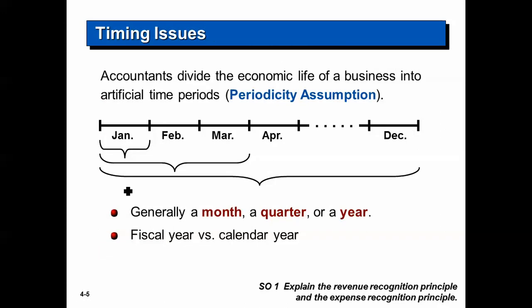The accountants divide the economic life of a business into different periods. It could be monthly, could be quarterly, but it has to be a year. Fiscal year is the year in which the business operates. It could be any time. It could be from the 1st of February to the 31st of January, or the 1st of January to the 31st of December. That is the fiscal year. Calendar year is January 1st to December 31st. Now, a business fiscal year can be the same as a calendar year, but it doesn't necessarily have to be that way.